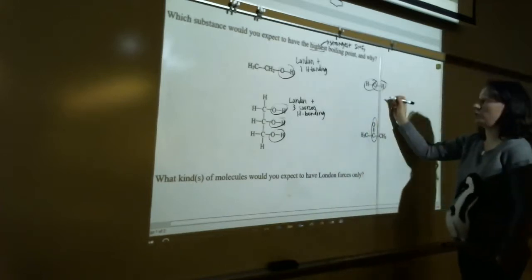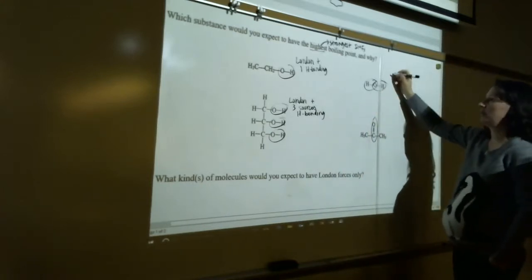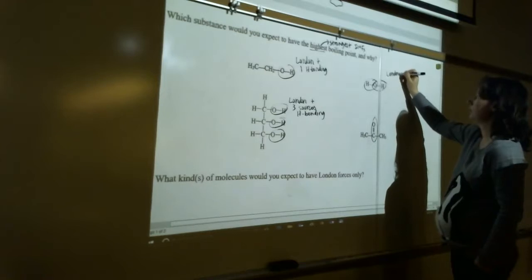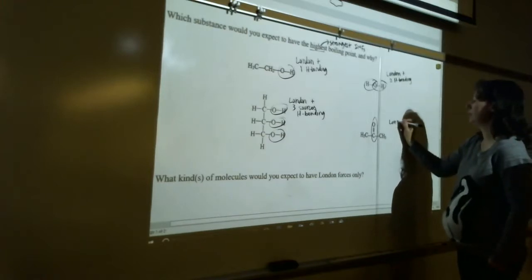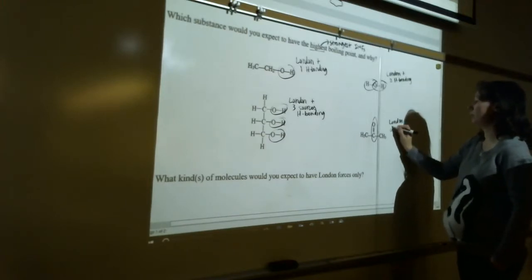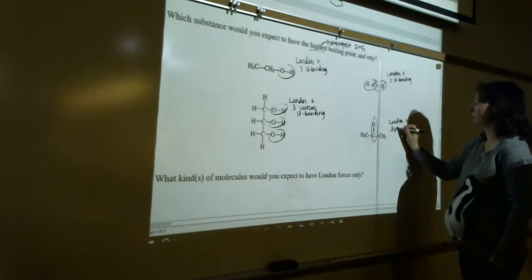Water actually counts as 2, right? Because that's how that one would work. This is London plus 2 H bonding. And this is London plus dipole-dipole, right? Because that's a carbonyl.